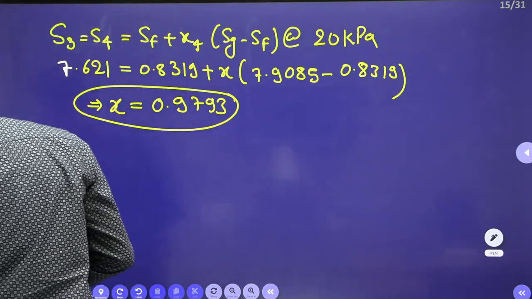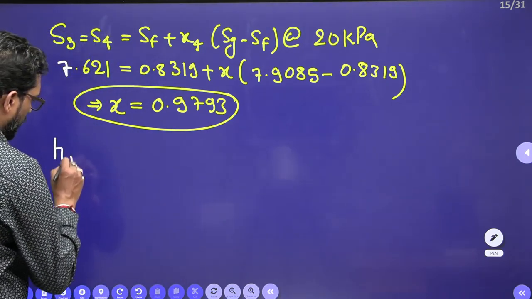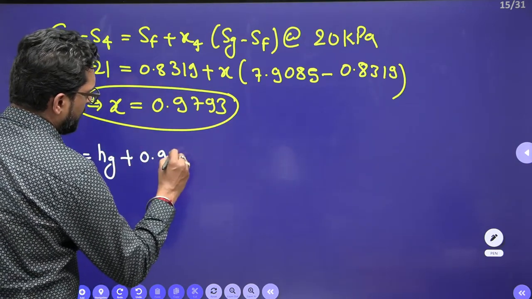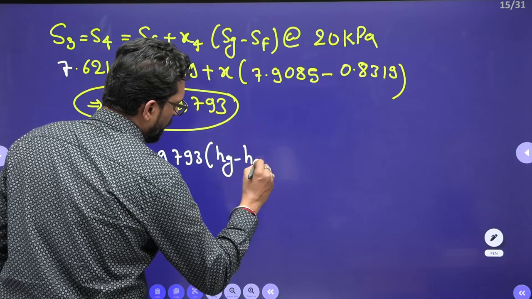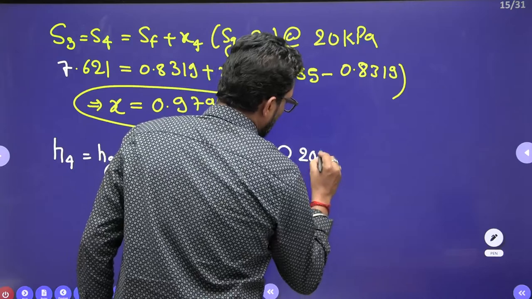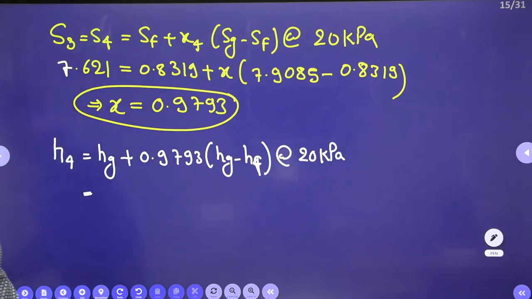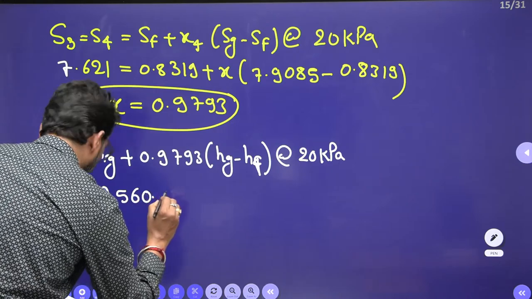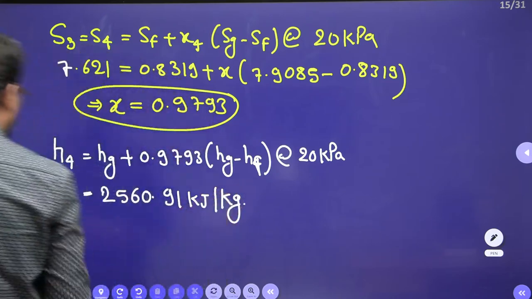Now, once you calculate the dryness fraction, you can easily calculate H4. So H4 is what, beta? Hf plus 0.9793 times (Hg minus Hf) at pressure 20 kilopascal. Put in all these values and calculate. So H4 is 2560.91 kilojoule per kg. So this is your H4.